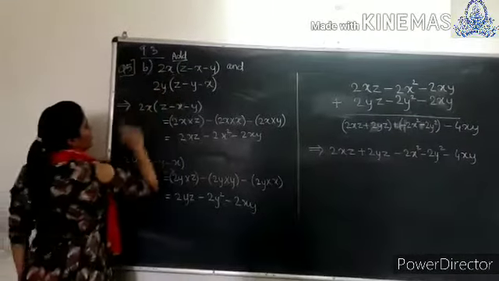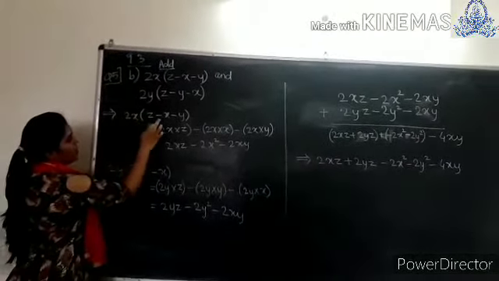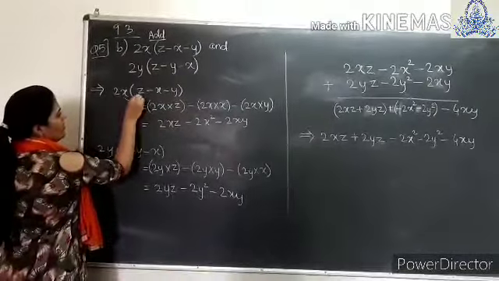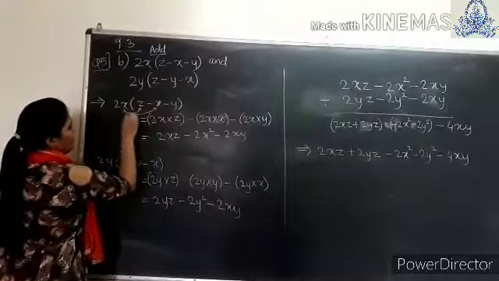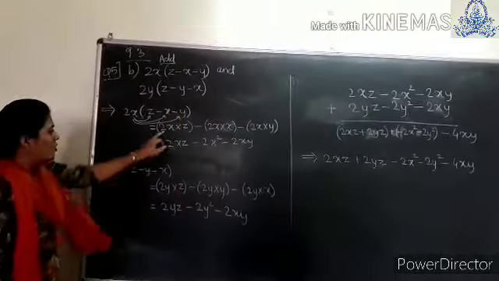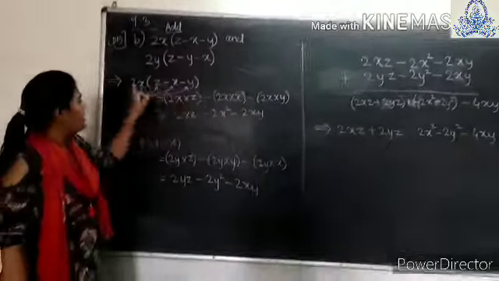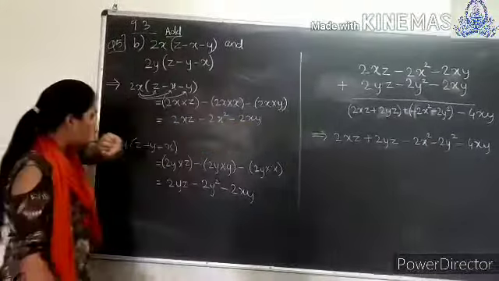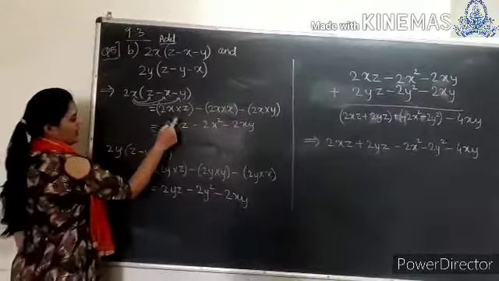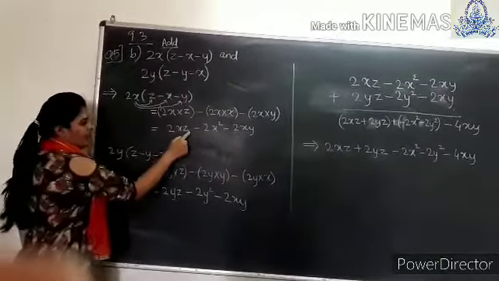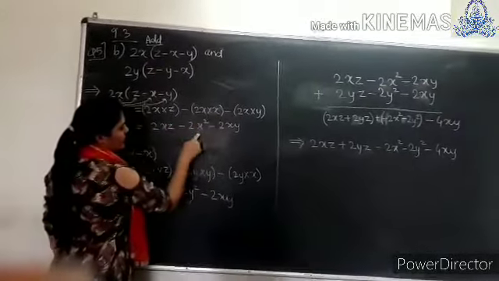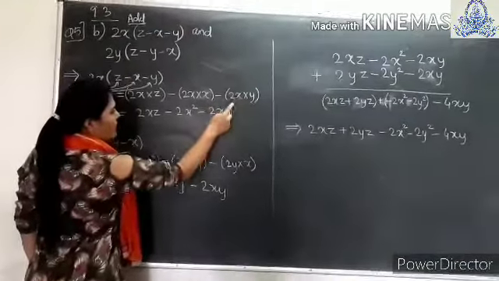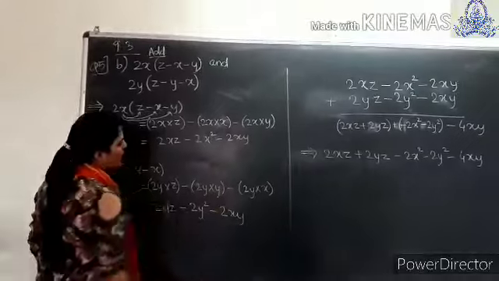See the first expression, 2x into (z minus x minus y). This 2x will multiply with z, with x, and again with y. So 2x into z, minus 2x into x, minus 2x into y. 2x into z gives you 2xz, minus 2x into x gives you minus 2x square, and minus 2x into y gives you 2xy.